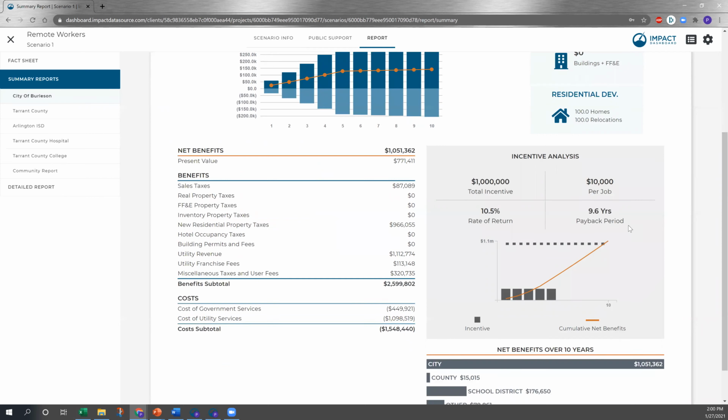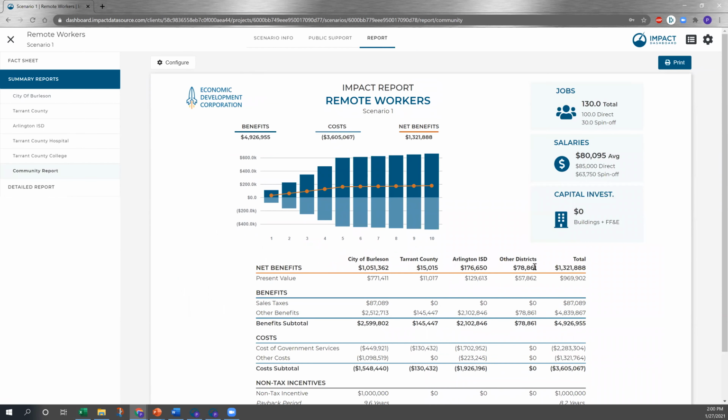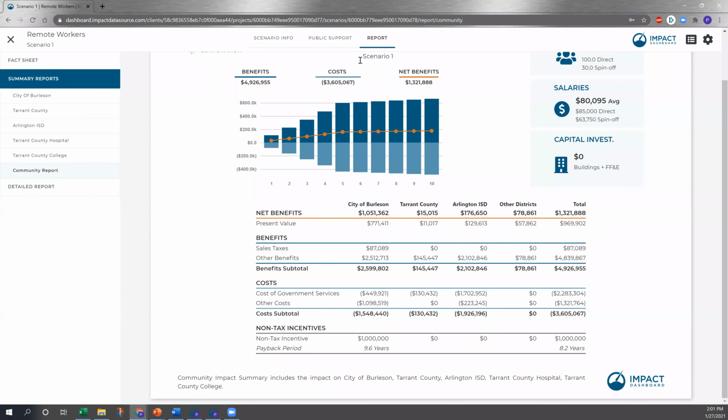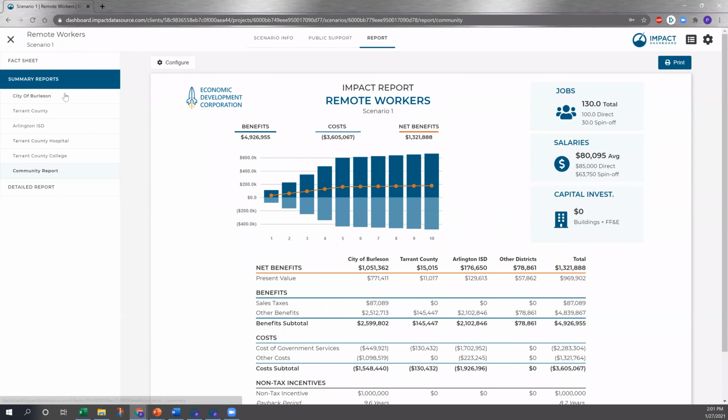You can think about some of these remote worker programs, a lot of them were 10,000, some were 5,000, some were 2,000 per job. You might take a broader view maybe and say, well, what's it across all of the community, in terms of what's the county get and the school district and so on. And you might look at it that way. There's other ways to slice this for sure.